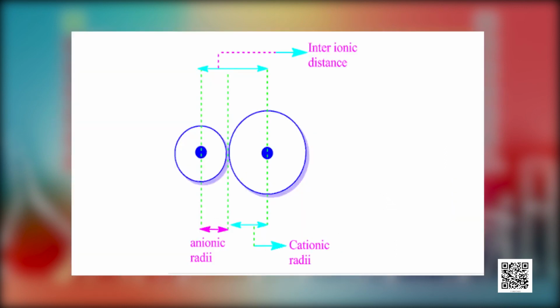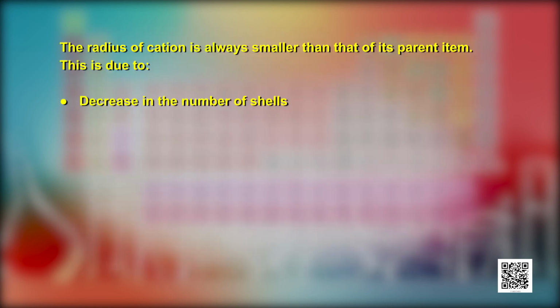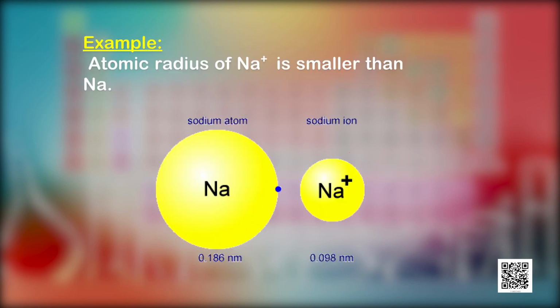When an atom loses or gains an electron, its size changes. Do you know, a cation is always smaller than its parent atom, whereas an anion is always larger than its parent atom. Let us try to understand the reason. Formation of a cation involves loss of electrons. The nuclear charge remains the same as the parent atom, but the number of electrons decreases. As a result, the remaining electrons experience a greater force of attraction. This causes a decrease in size.